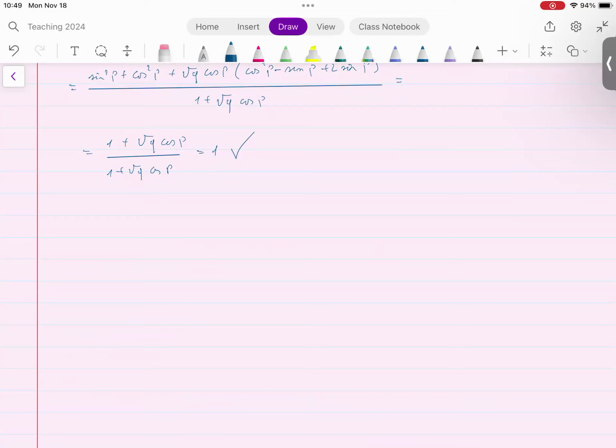So little q is going to be equal to, let's see. So I can take the exponential on both sides. I get e to the Q is equal to 1 plus square root of q cosine of p.